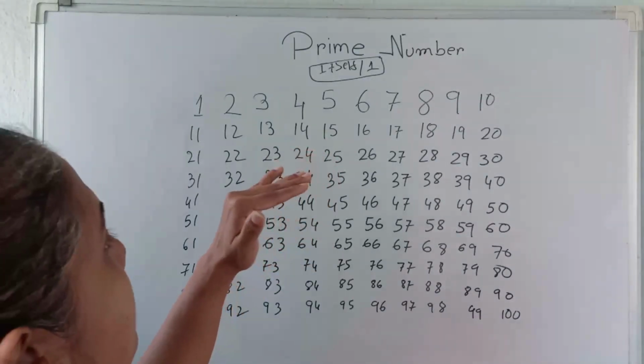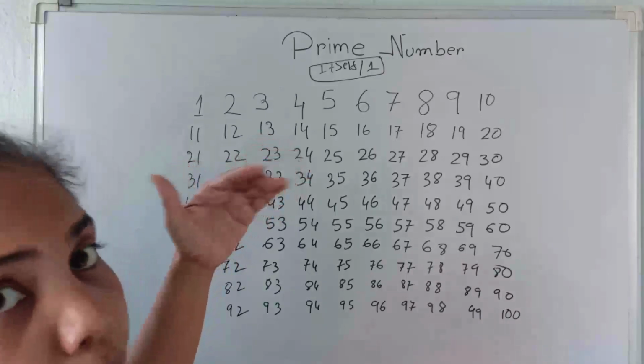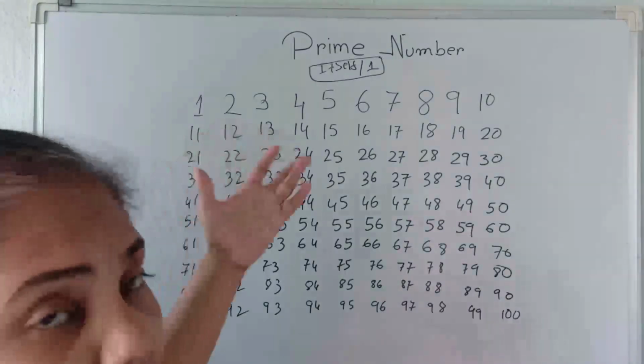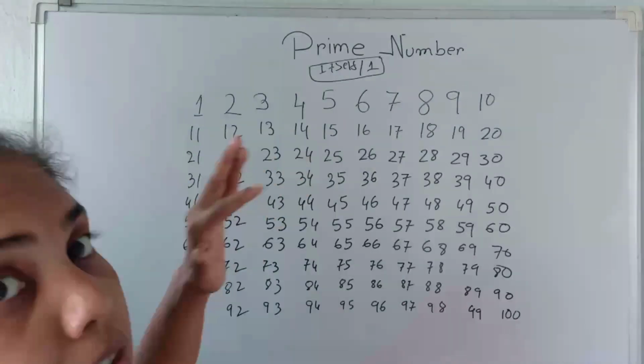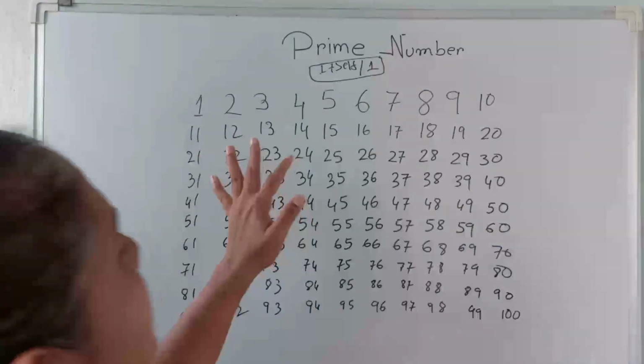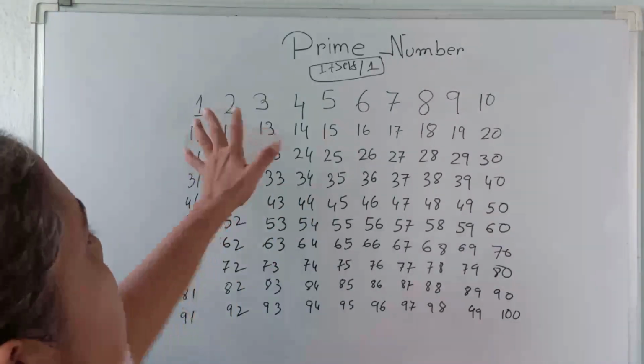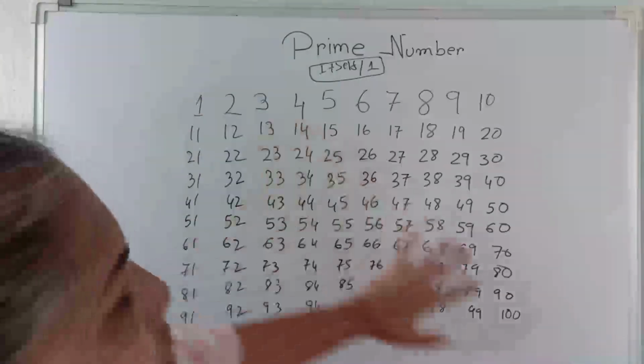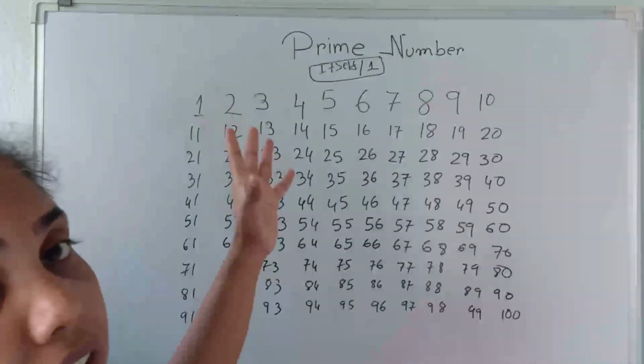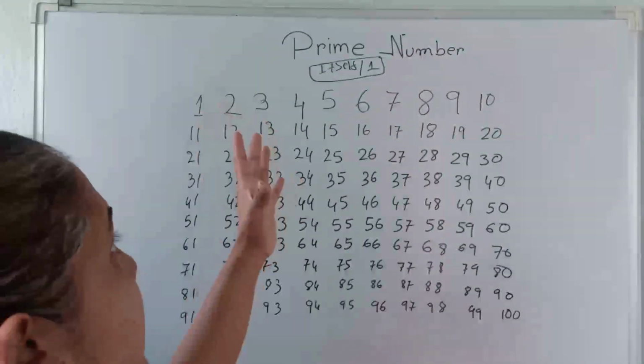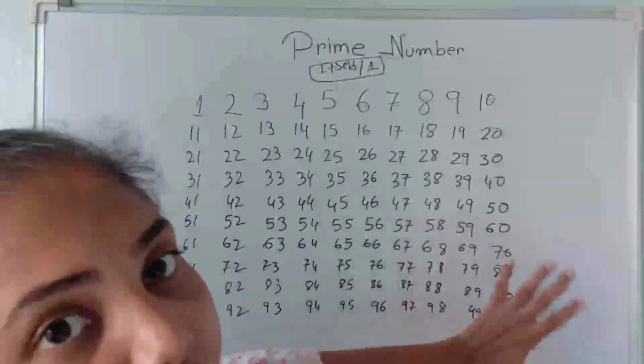Now, whatever number we can divide by any other number, they are known as composite numbers. So now let's check which are the prime numbers between 1 to 100. How can we find out the prime numbers very easily between 1 to 100?